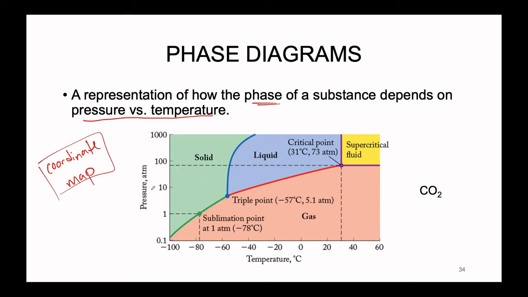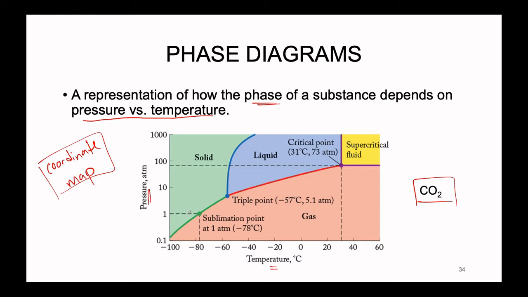Here, same kind of thing, only we're looking at how the phase of a material is dependent on the pressure and the temperature. We can see the pressure here specifically is listed in atmospheres. The temperature is in degrees Celsius. These units may change all depending on exactly what phase diagram you're looking at. So we can see that the pressure ranges from 0.1 atmospheres to 1,000 atmospheres on this particular diagram, and the temperature from -100 to +60 degrees Celsius, and this map corresponds specifically to carbon dioxide.